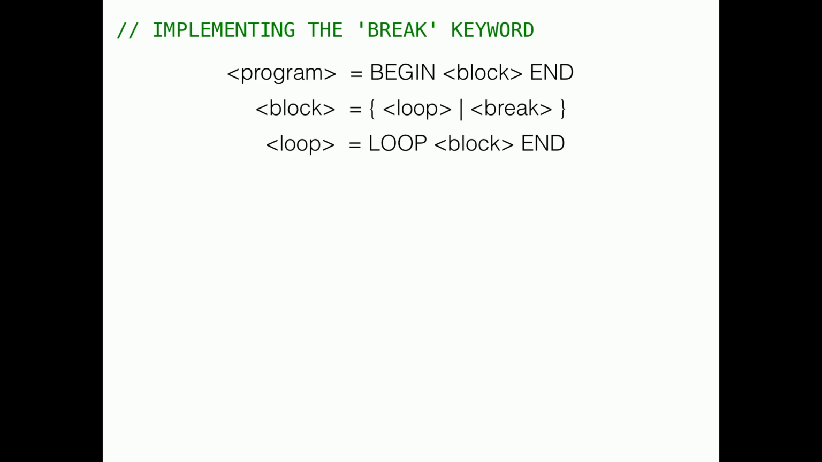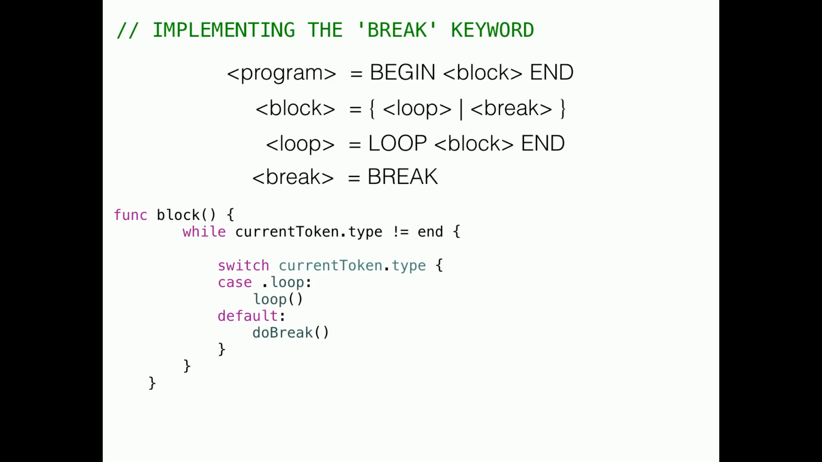Let's add the break keyword in here. So we'll say now that blocks can consist of 0 or more loop or break statements. That's what the pipe operator means in our notation. And a break statement is just the break keyword. So now inside of our block parsing routine, we use a switch statement on the current token's type, and we say, well, if we see a loop keyword, go off and parse a loop, and otherwise go parse a break statement, because that's the only other valid statement in our language right now. So our break parsing function simply matches the break token, the break keyword.